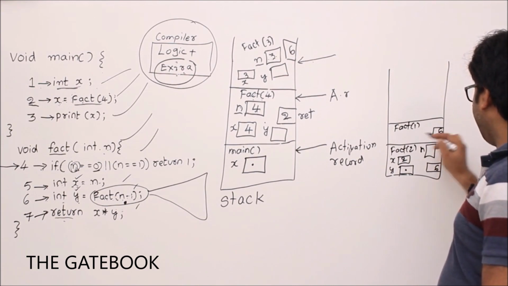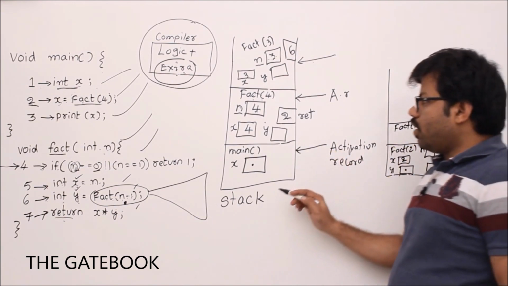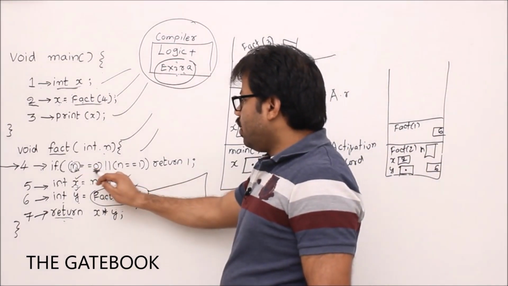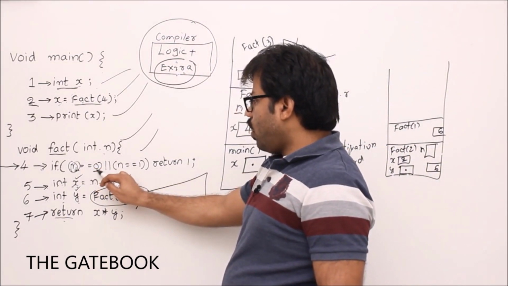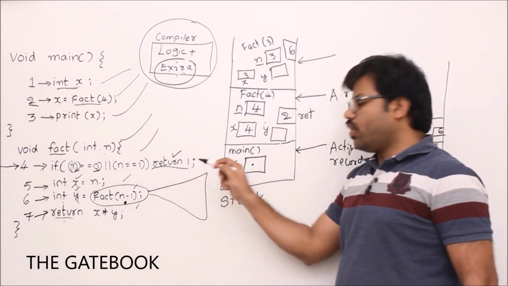Let me maintain line number 6 here. Then what to do? So factorial of 1, n value 1. Execute this line. 1 equal to 0, false. 1 equal to 1, true. Then return. This is the first time we are encountering return, right?